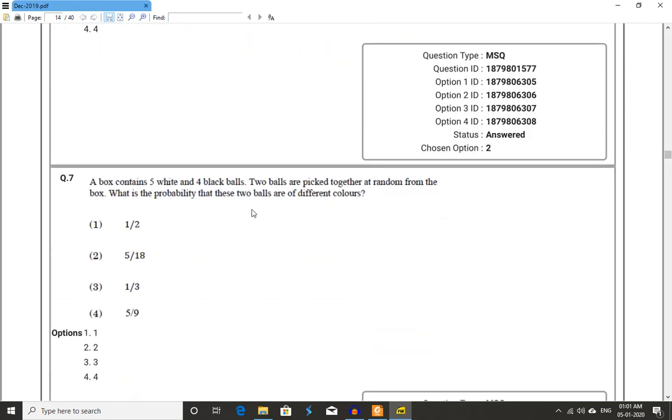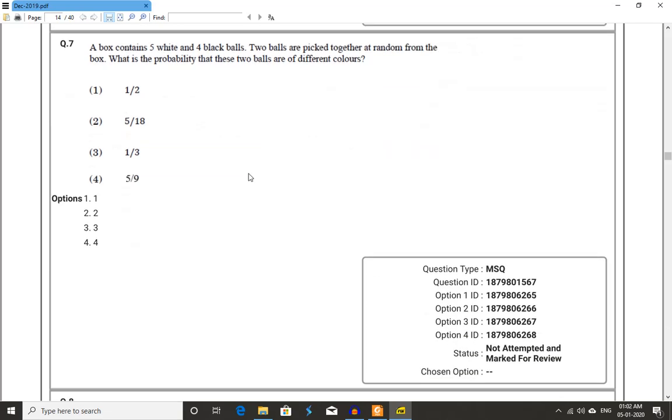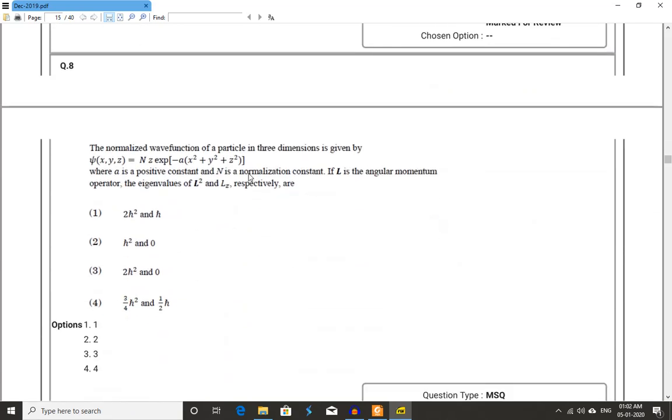This is a probability question and a very easy question also. Just higher secondary level permutation and combination level questions. So that you could also do very easily. So this type of quantum mechanics question has already been asked in previous years.